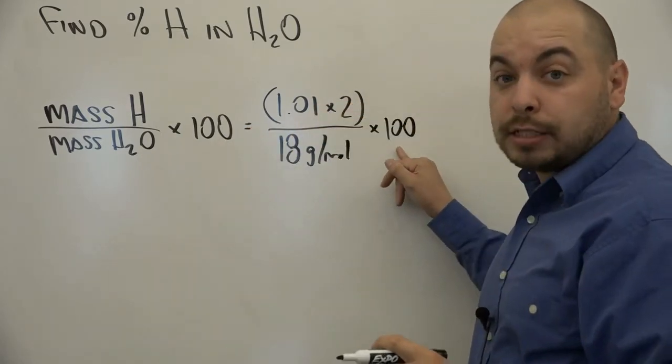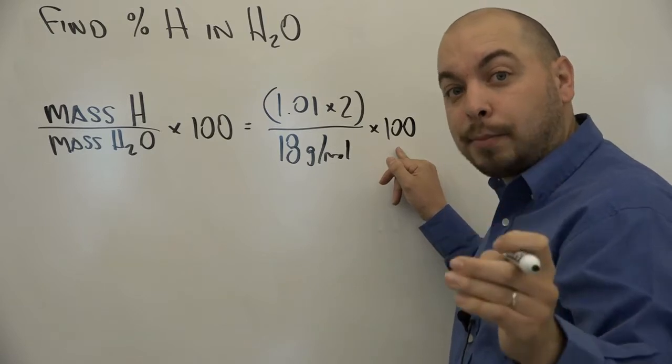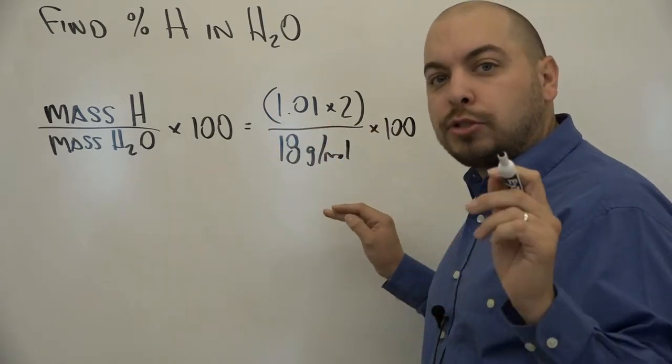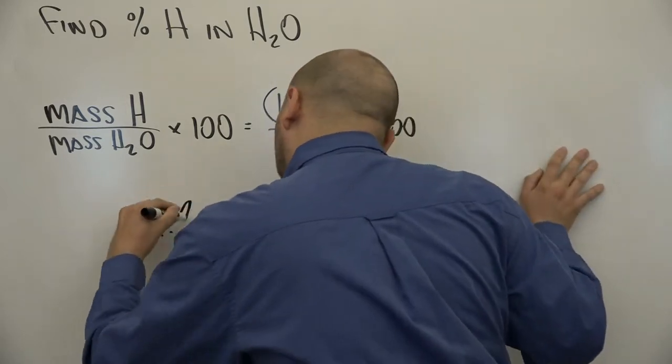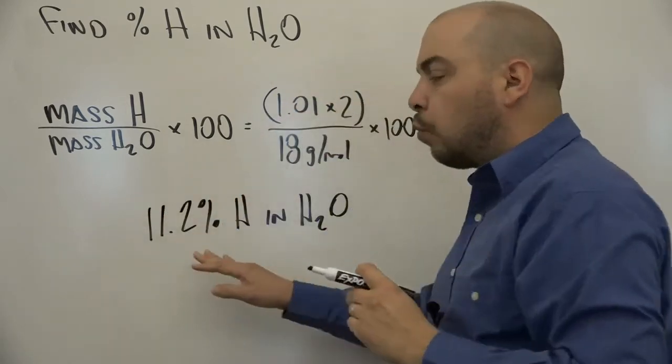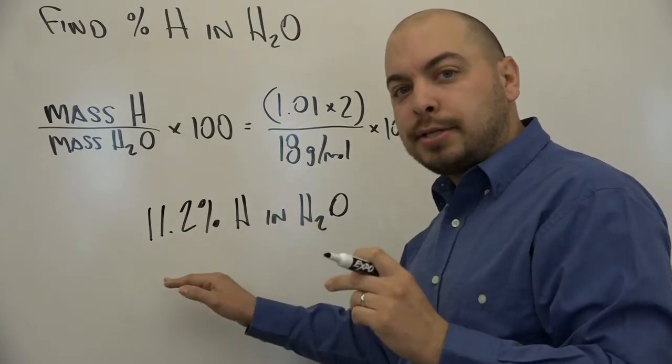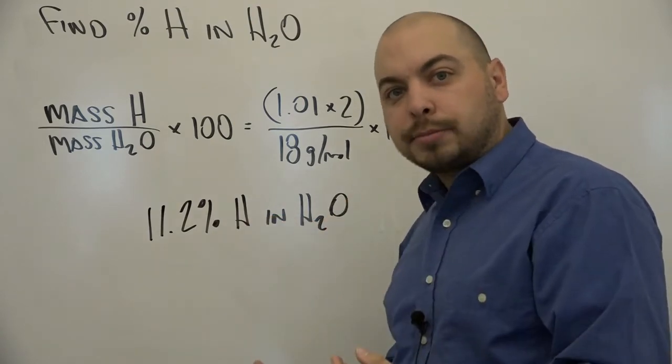We cannot forget to multiply by 100 because, again, we're getting it into percent. If we solve this out, we get an answer of 11.2%, which means that in a water molecule, 11.2% of the mass comes from the hydrogen atoms.